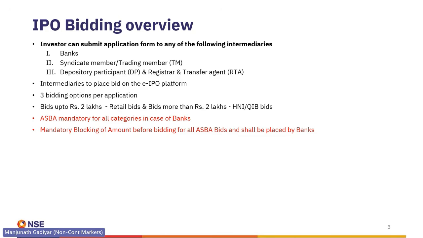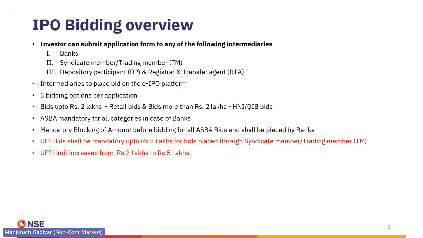So basically the amount doesn't go out of your account. The amount is blocked in your account, and only then is the bid placed in the system. Similarly, UPI is mandatory in case of trading members. UPI bids up to 2 lakhs were initially mandatory, but now RBI has increased the limit from 2 lakhs to 5 lakhs.